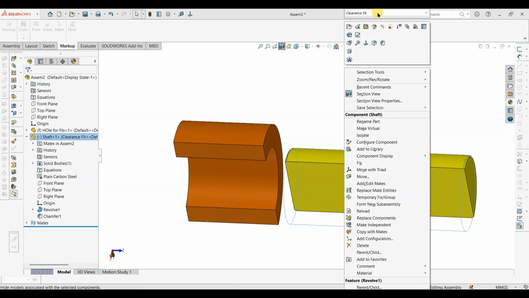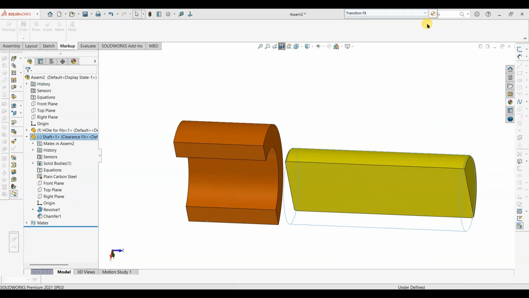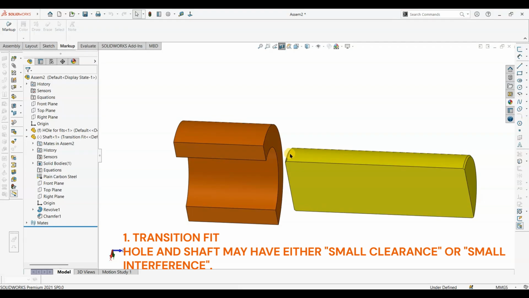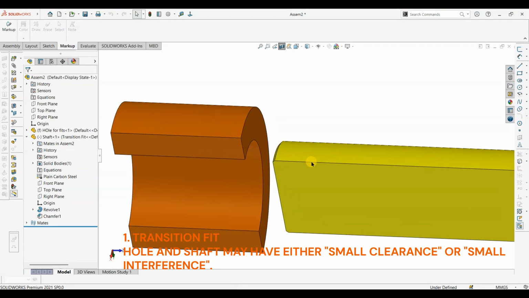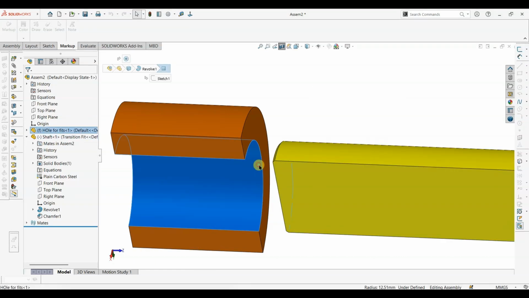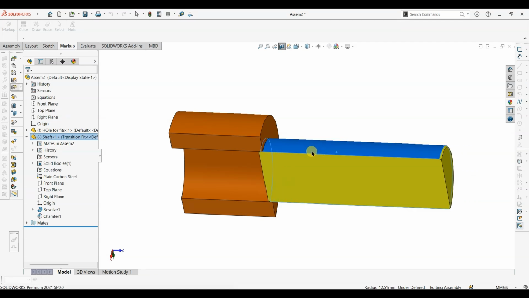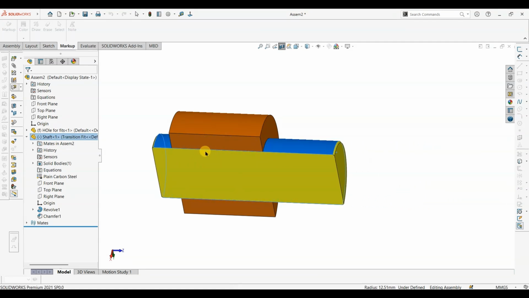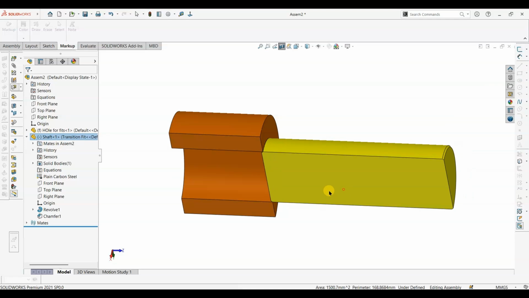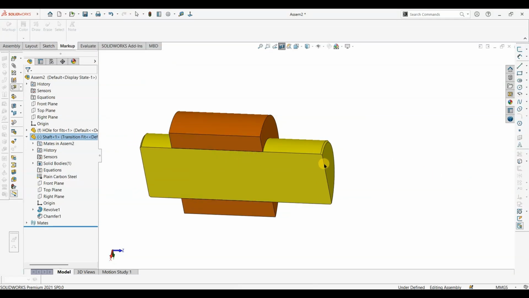Next we have transition fit. In transition fit, the hole and shaft may have either clearance fit or interference fit. Meaning sometimes the shaft can be inserted into the hole very easily, or sometimes it requires a small amount of force, using our hand, to insert the shaft into the hole.